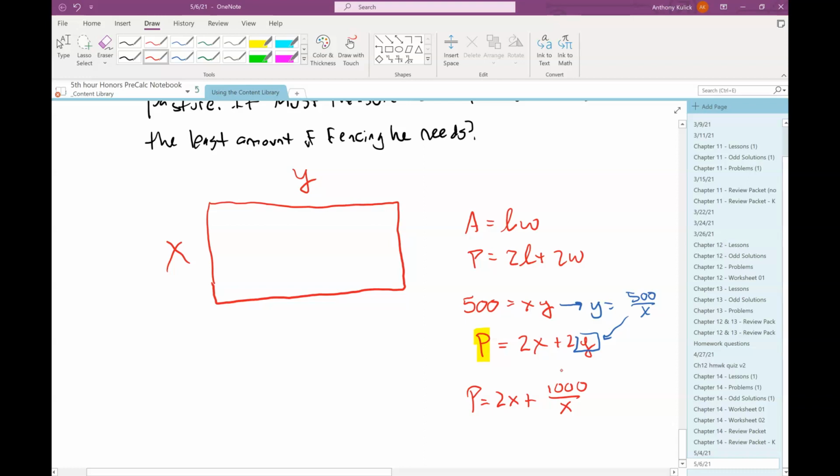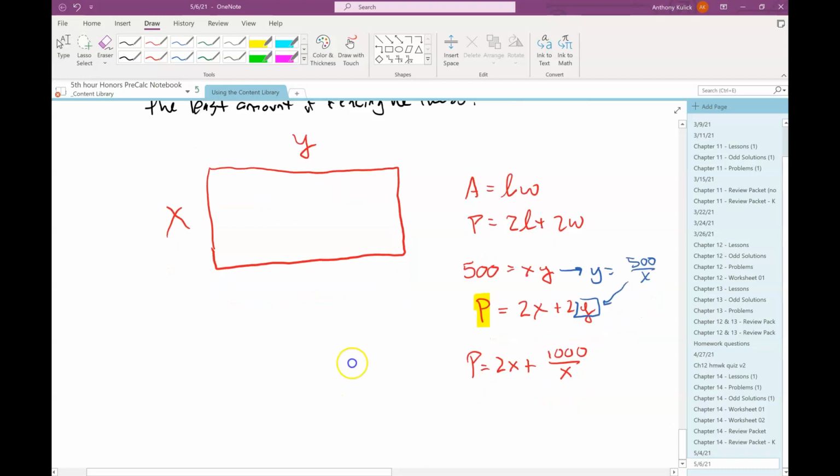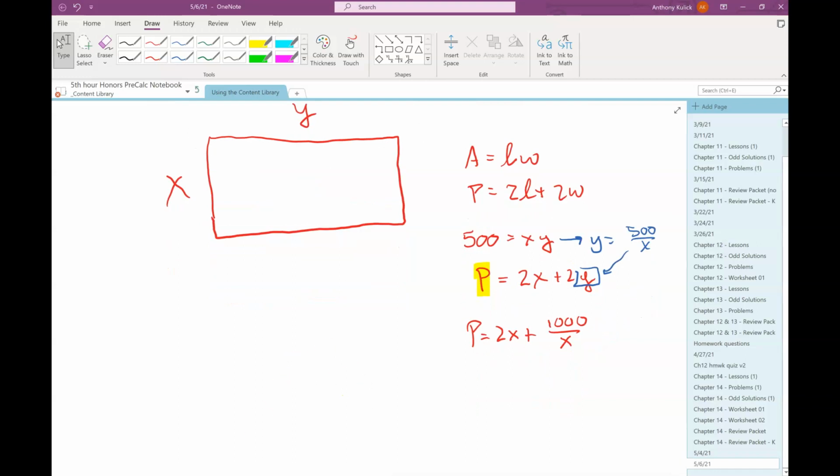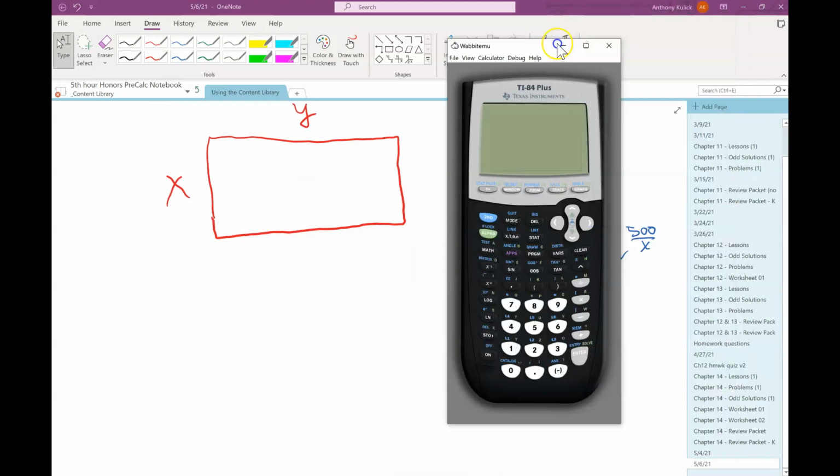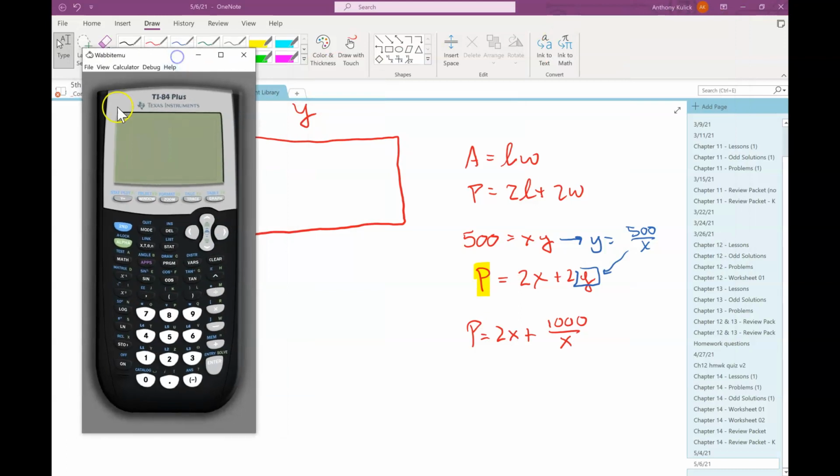Everybody okay there? So now all I'm going to do is solve this by graphing. I'm just going to graph this function in my calculator and then find the minimum value, or find the value for x when the y is minimum. In this case, perimeter is acting as our y. So I can say 2x plus 1,000 divided by x.